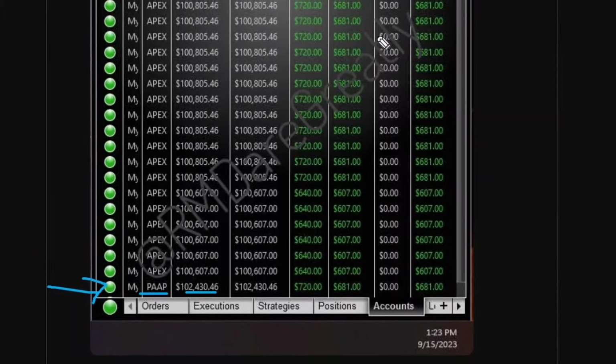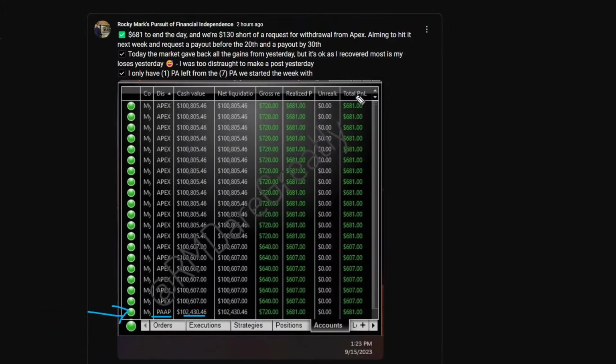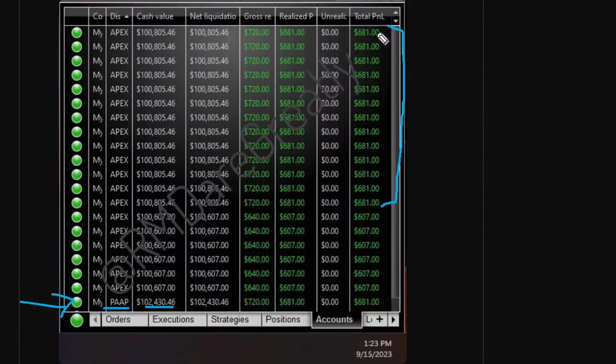And now going back to the 20 accounts, you can see on my P&Ls here that the first 13 or so have a P&L of $681. And then the next accounts here, the next 6 accounts, are at 607. And then the last one is the performance account.